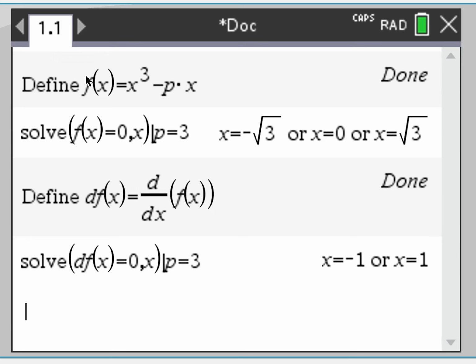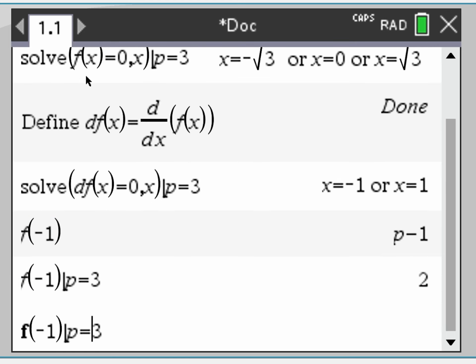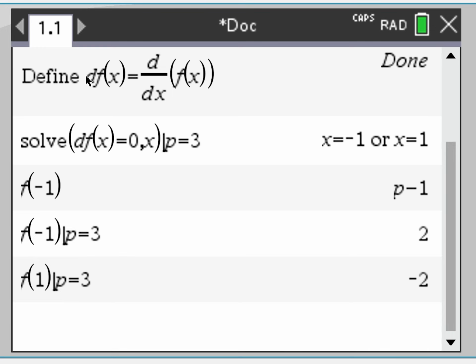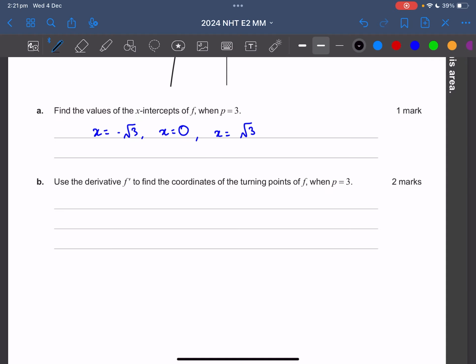So x equals minus 1 or x equals 1, we just substitute that back in, so f of minus 1, I have to write when p equals 3, okay, and f of 1. Okay, there we go, and what is our derivative function? So okay, cool. The reason why I found the derivative function is that this question is 2 marks, so I'm assuming that they want me to also give them the actual derivative.